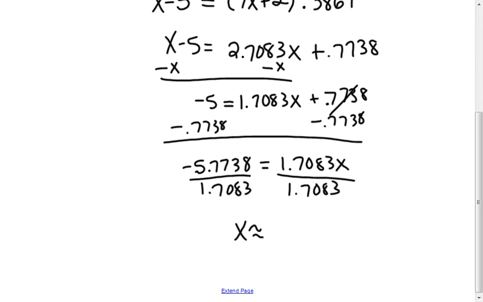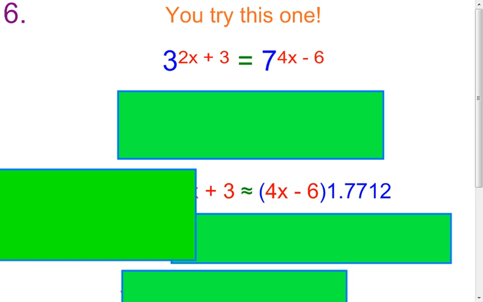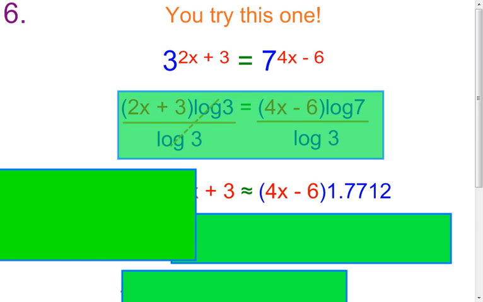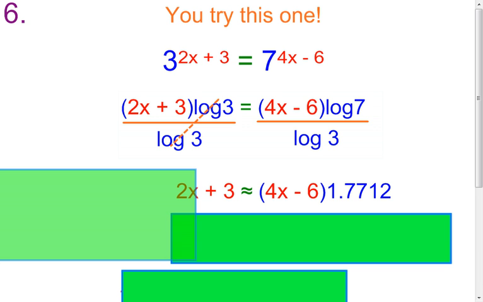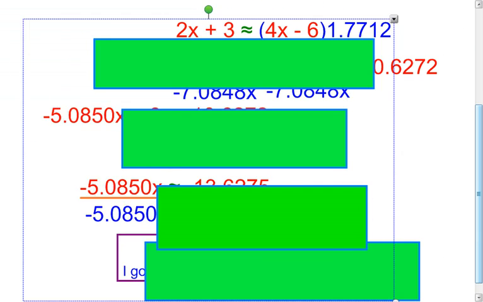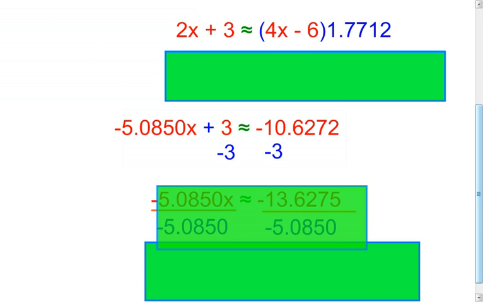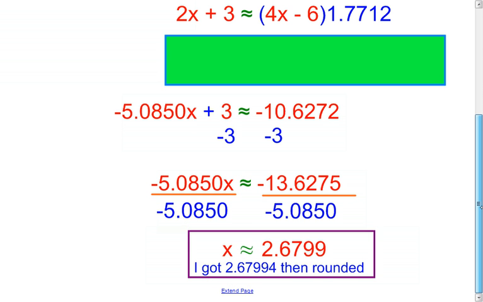So the process isn't so bad, it's just that you're dealing with icky numbers, but that's okay. You should get negative 3.3799. Whew. Okay, so that is how that one works. All right, and then here's one for you to try so that you can see how this works. I don't know why that one's not coming off, but it's not. But that's what you should get for your answer.